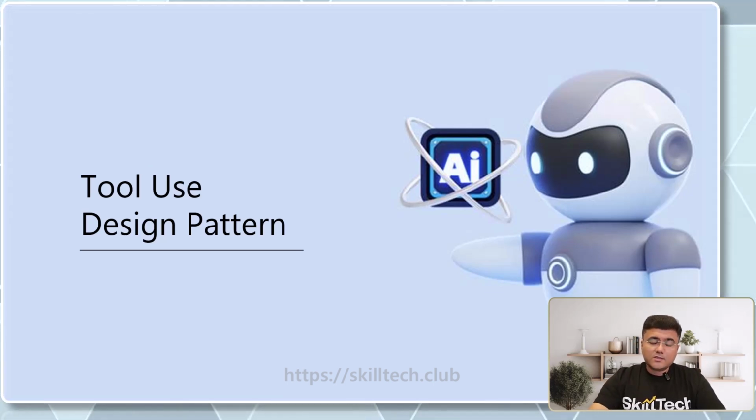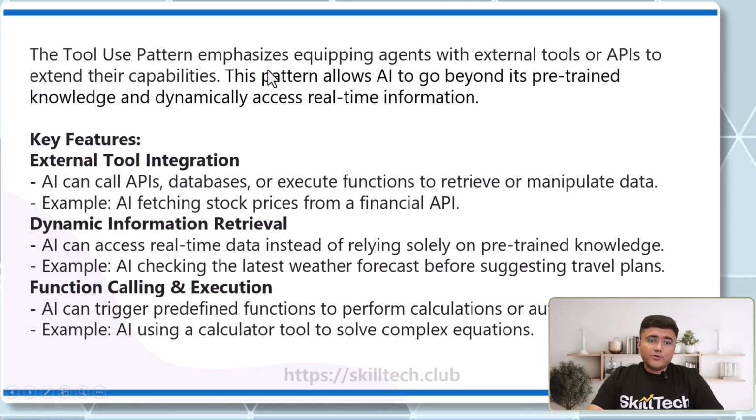Let's start with this. As it is mentioned here, the tool use pattern emphasizes equipping agents with external tools or APIs to extend their capabilities. This pattern allows AI to go beyond its pre-trained knowledge and dynamically access real-time information.